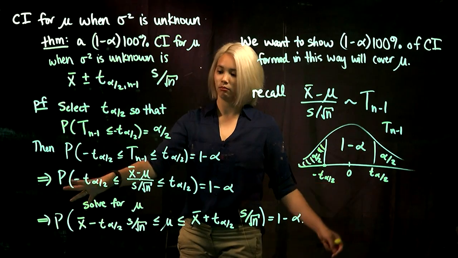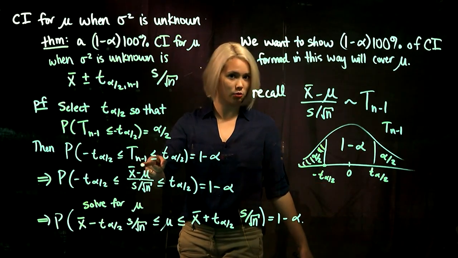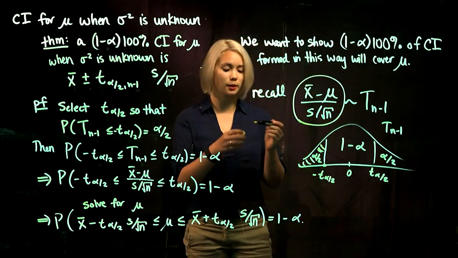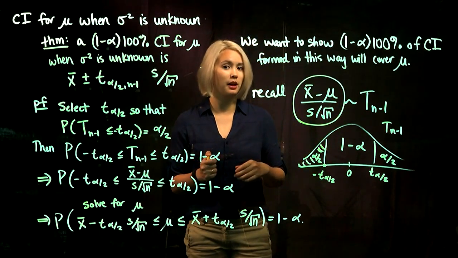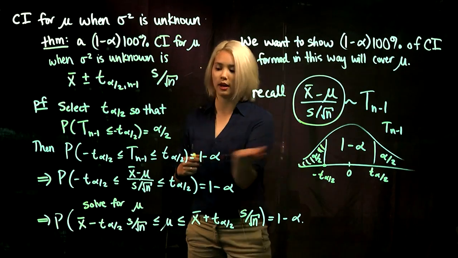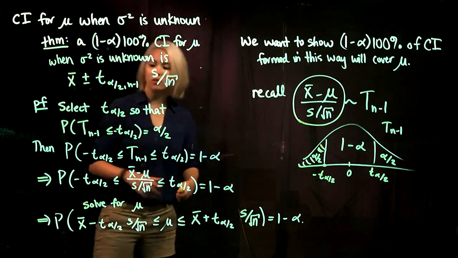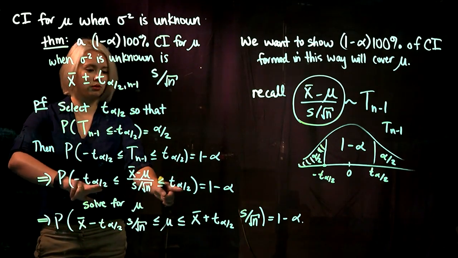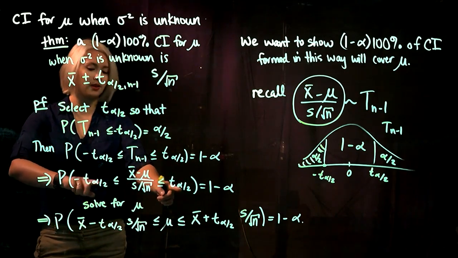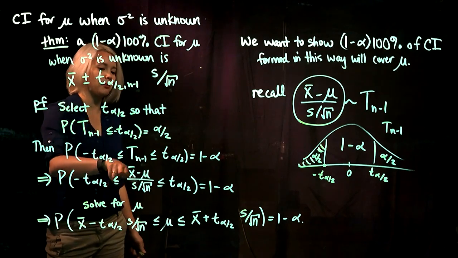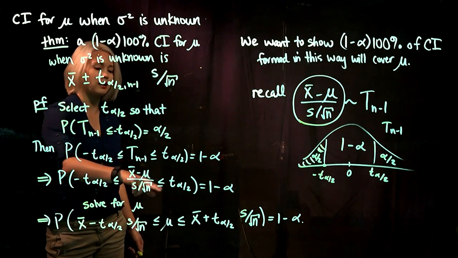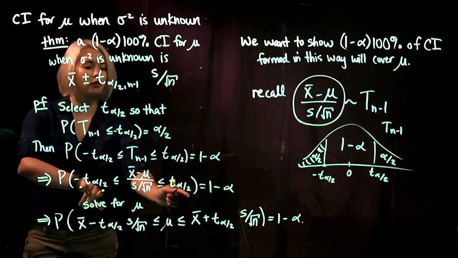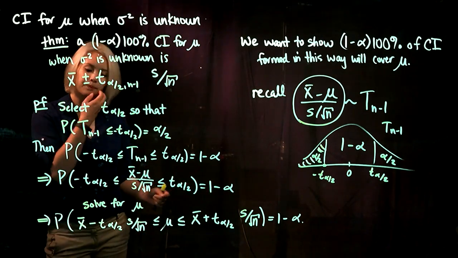All right, but what has a t distribution with n minus 1 degrees of freedom? This quantity, x bar minus mu divided by s over root n. So let's go ahead and write that in there. We're going to keep these two quantiles the same, so the probability that x bar minus mu divided by s over root n is between negative t alpha over 2 and positive t alpha over 2 is still 1 minus alpha.